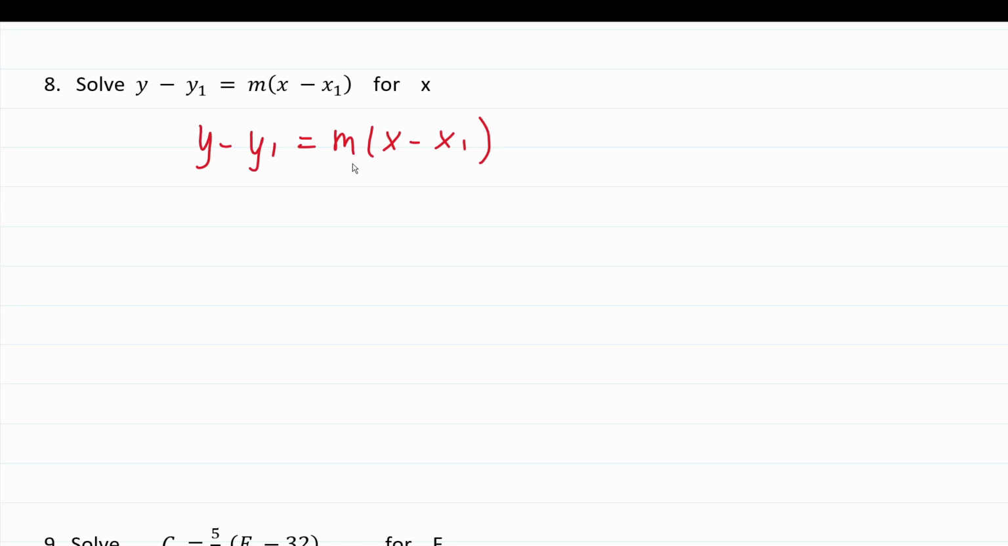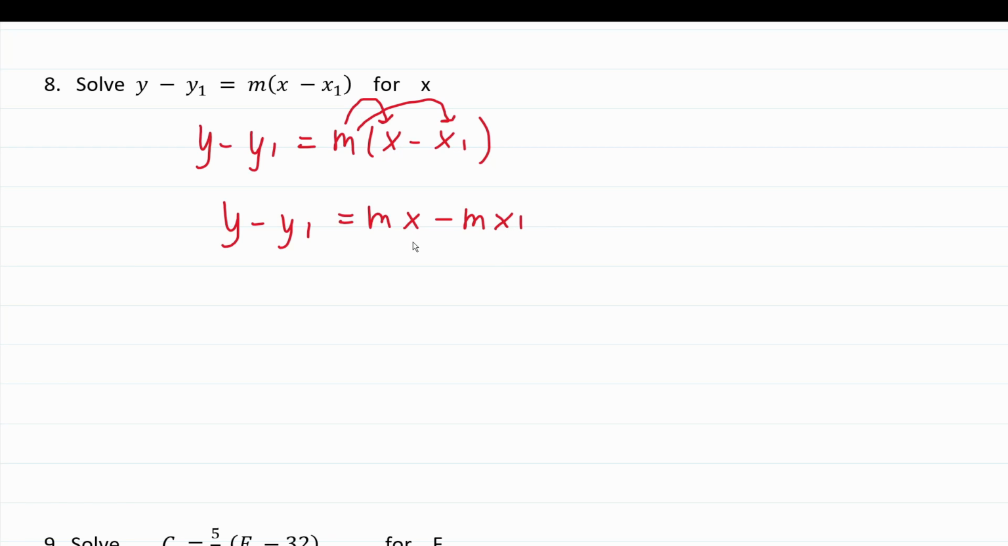The very first thing I'm going to do in this problem is take this m and distribute it here as well as here. So this becomes y minus y1 equals m times x, which is mx. Minus m times negative x1, so that's negative mx1, which is this.